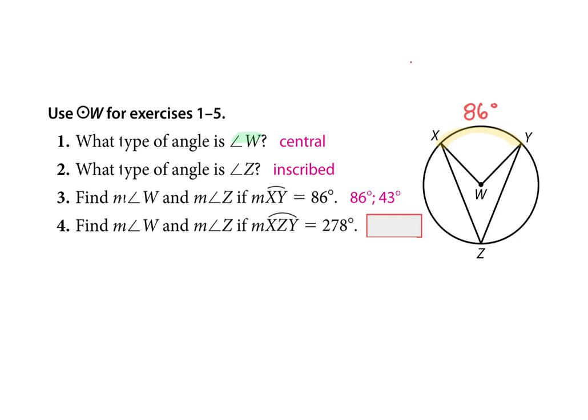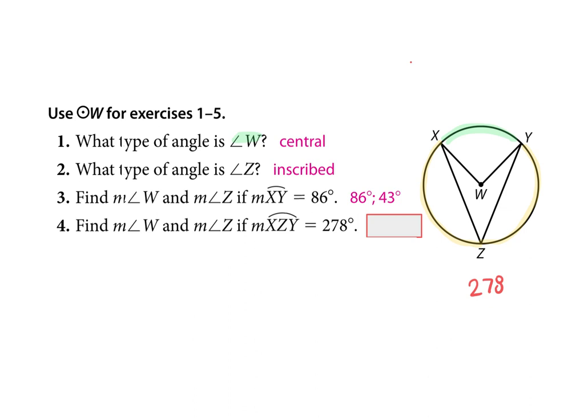Everybody see that? So for this one, they gave us a major arc. They said from X to Z to Y, that is 278. But they want W and Z. W and Z actually create, for their inscribed angle and for the central angle, this arc. How do I know what that arc is? What do I do to find that first?